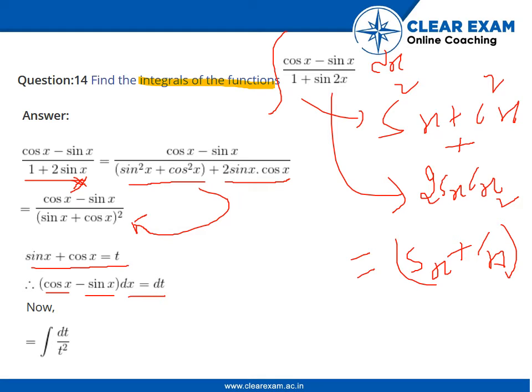So now what we do? We replace sin x plus cos x as t, and the above part cos x minus sin x dx can be written as dt. So finally we get our integrand as integration of dt upon t square. So now moving to the next slide. Just wait a sec.